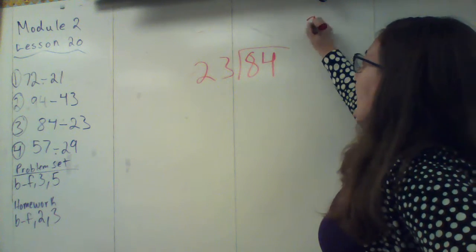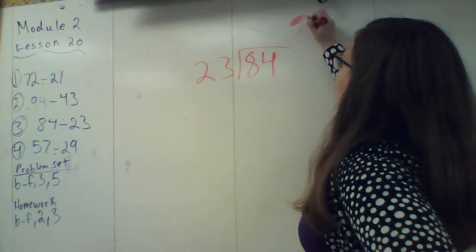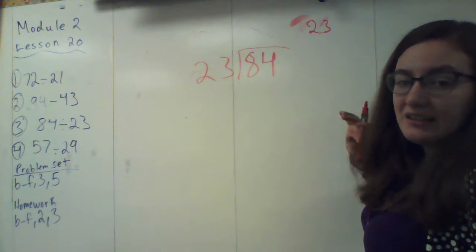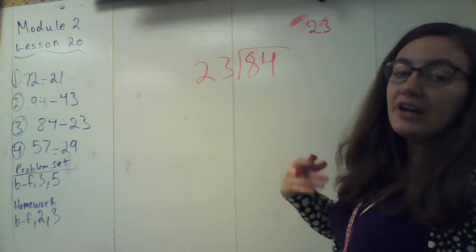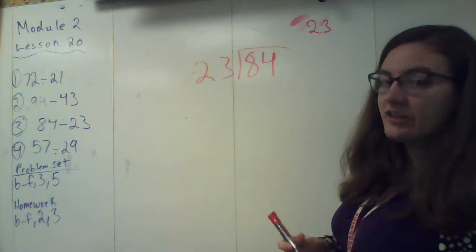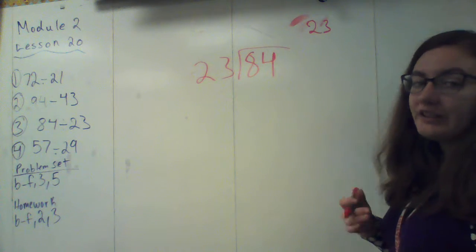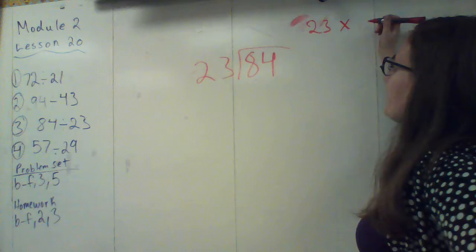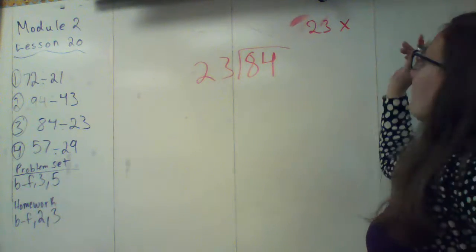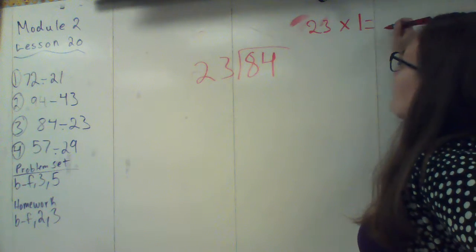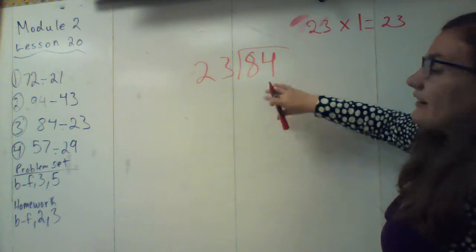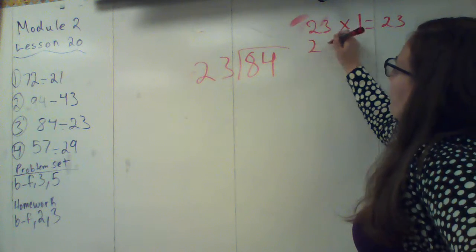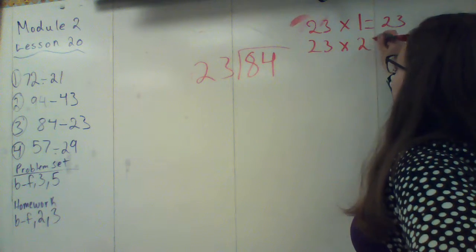So for this one, again, I'm going to set up those facts off to the side. If doing the estimation step was easier for you, you can continue to do the estimation step, but I noticed that this step is a little bit easier for some of you. So I'm going to keep doing it this way. If you want to estimate, you can. So I have 23 times 1, which is 23. I can definitely do more than that. So I'm going to try 23 times 2.